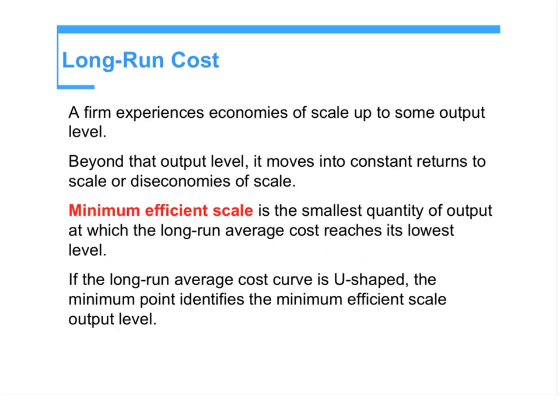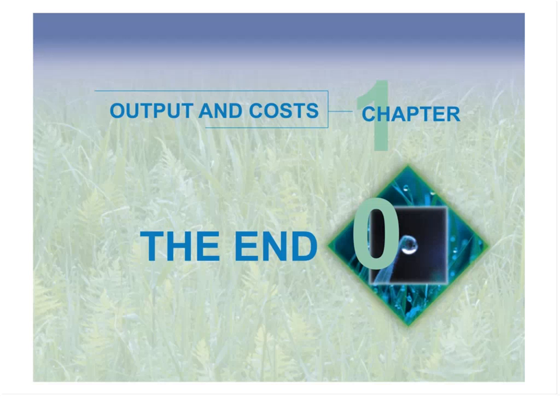Minimum efficient scale is the smallest quantity of output at which the long-run average cost reaches its lowest level. So you want to stay there. So if the long-run average cost curve is U-shaped, the minimum point identifies the minimum efficient scale output level. And that will end this chapter, which is output and cost.